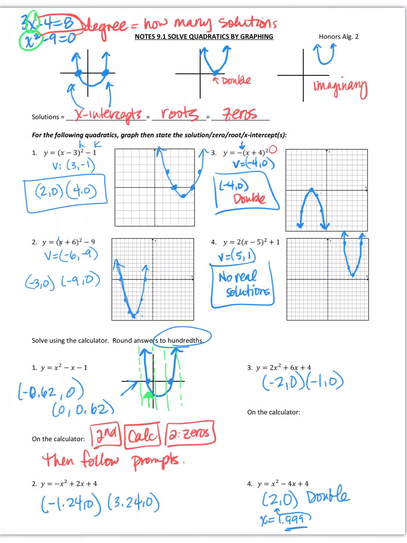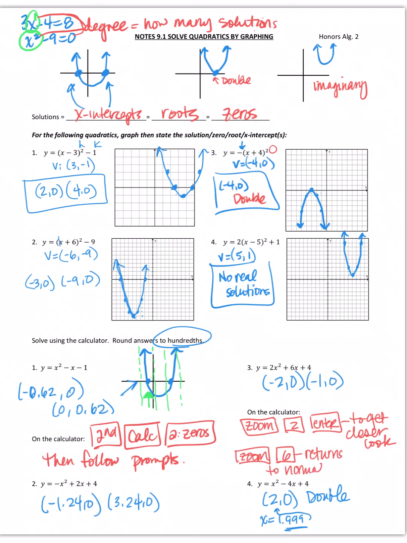Now, a couple things that might be helpful on your calculator. If you need to zoom in to see closer, what you can do is click on zoom, number 2, and then you have to hit enter or it won't actually zoom in. All right, you do that to get a closer look. All right, let's say you did that on one problem, but then you needed to go back to the regular screen. So then you would hit zoom 6. If you hit zoom 6, you don't have to hit enter, and it returns to the normal 10 by 10 screen.